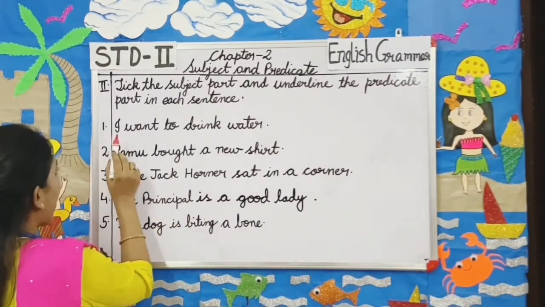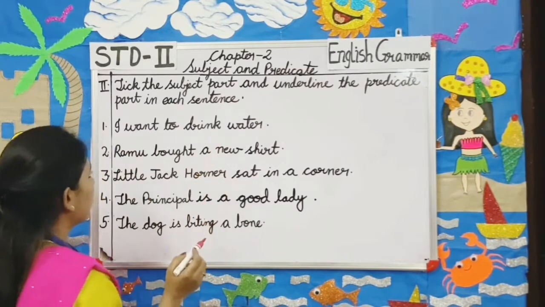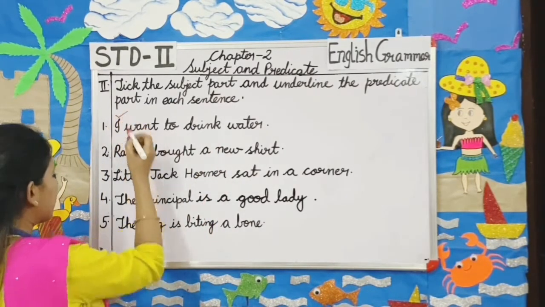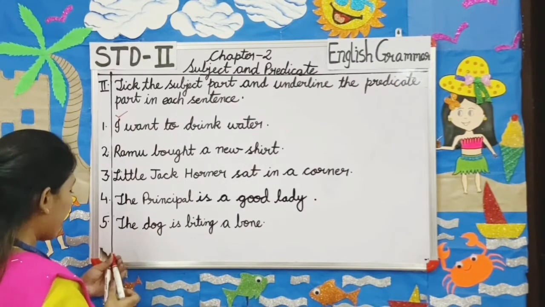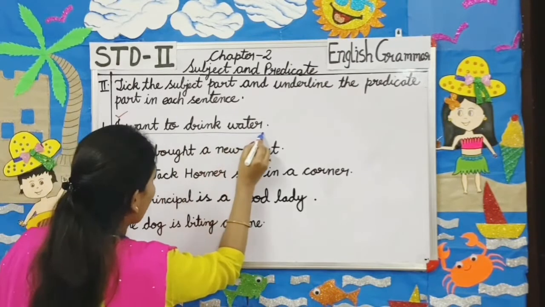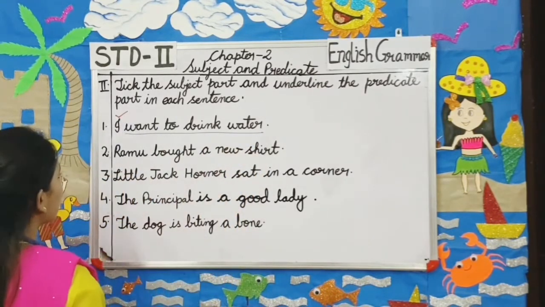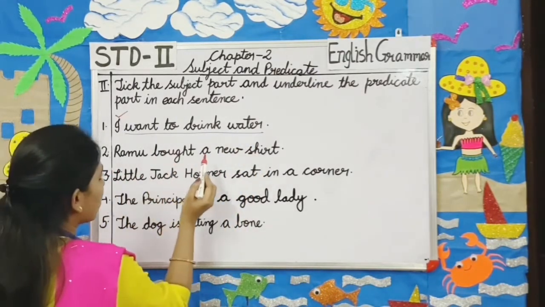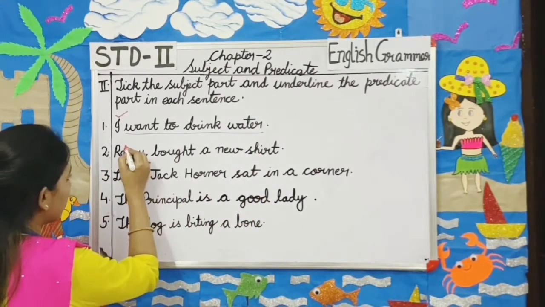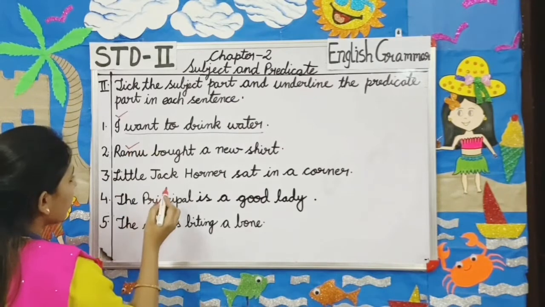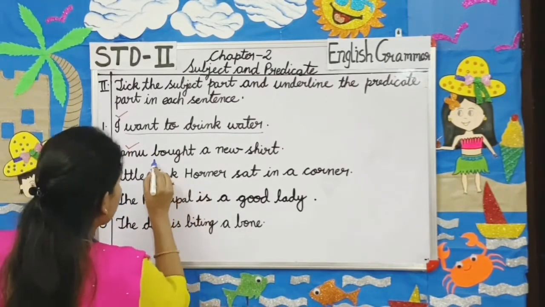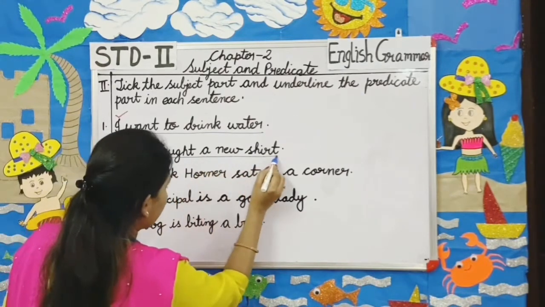Number 1. I want to drink water. What is the subject? Yes, I. So we are going to put a tick above I and we'll underline want to drink water. Question number 2. Ramu bought a new shirt. Ramu is the subject, so we'll put a tick upon Ramu. And bought a new shirt is the predicate. So we are going to underline this.